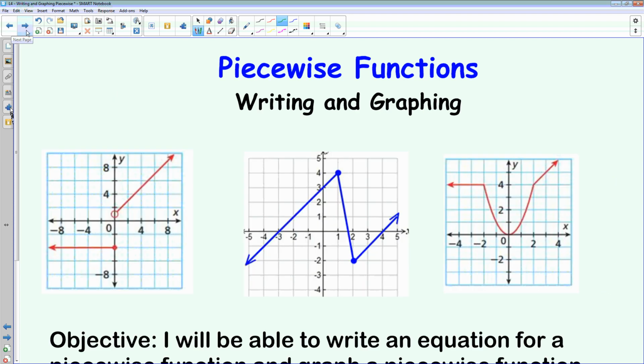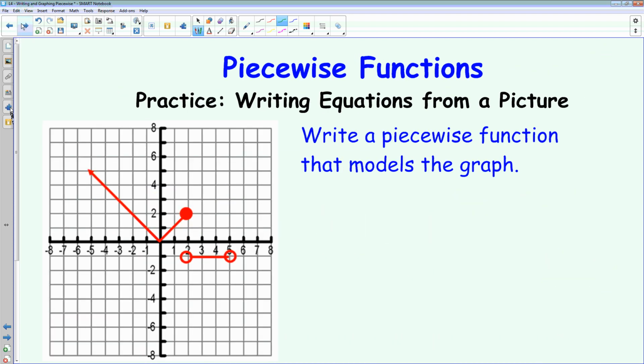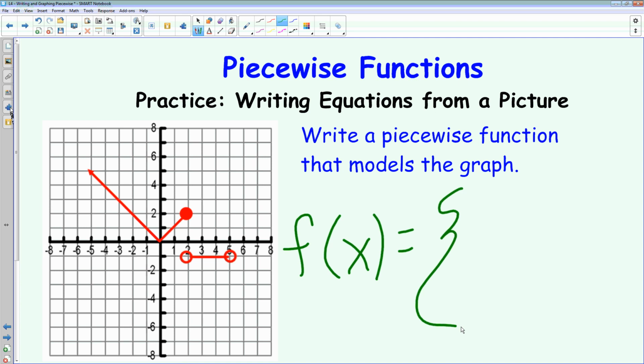Feel free at any point in time to stop the video and try the other examples on your own. I'm going to keep working. So for this next one, we have, let's see, two pieces again.